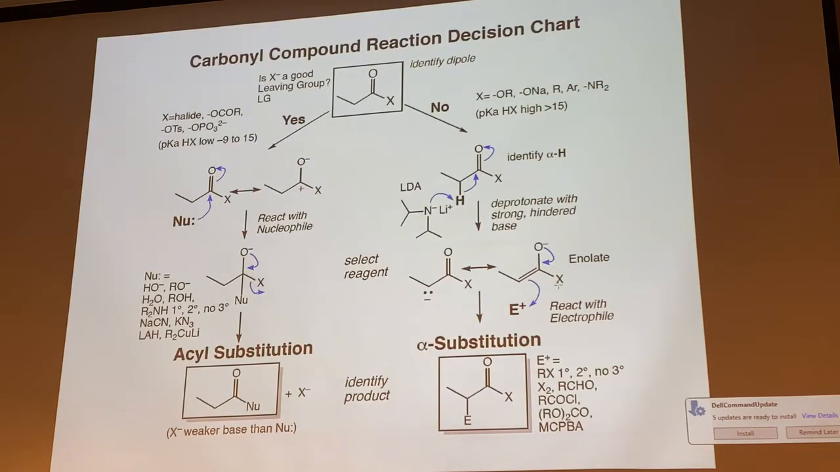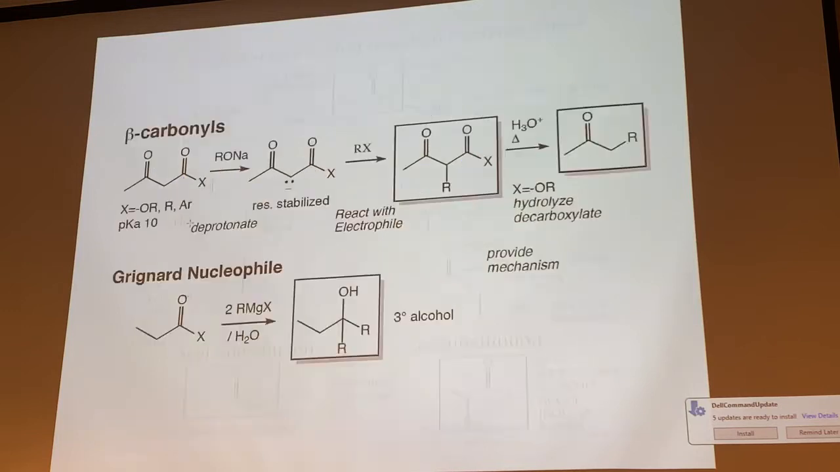Because X is a poor leaving group, okay? So hopefully this unifies and helps you think about it, and it'll help you review for the final too. So use that chart there as you'd like. Here's the rest of the story that we've been doing in chapter 23, the acetoacetate and the malonate story.